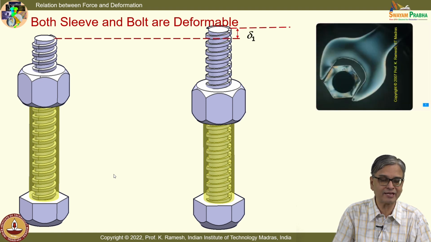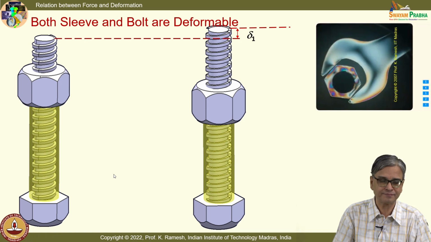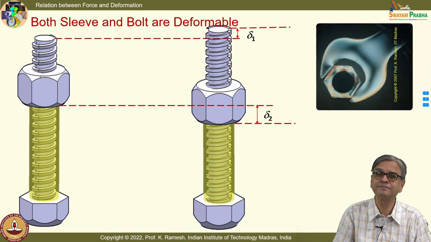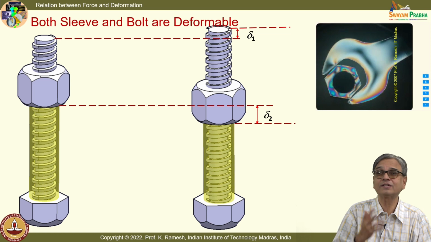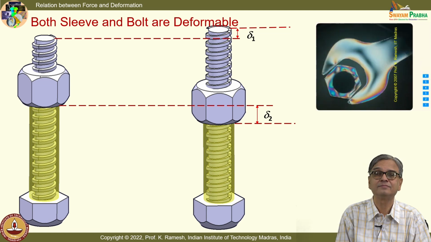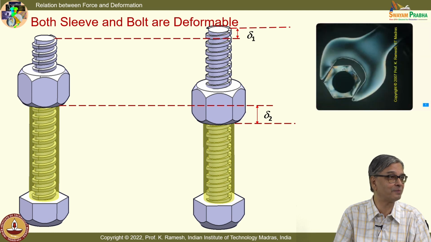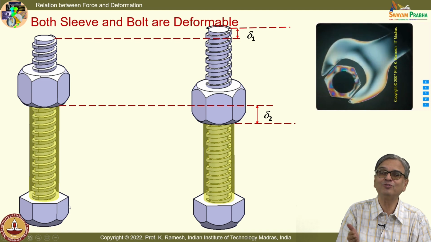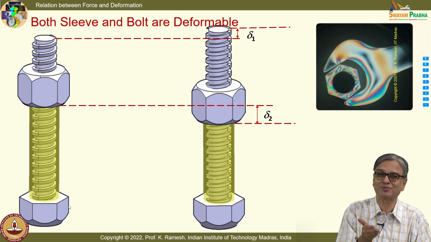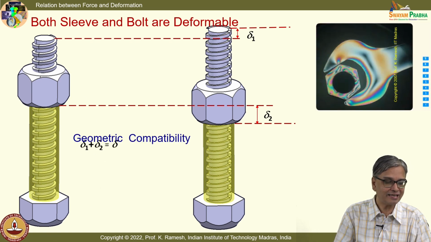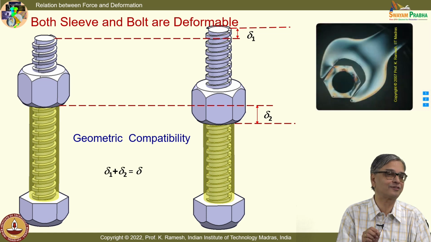So, what happens is there is an elongation of the bolt and there is a contraction of the sleeve. What is the compatibility condition now? The nut has moved a distance delta. Why delta 2 minus delta 1? Why should you have a minus there? I have given you, for you to visualize physically also, similar proportions. Geometric compatibility is delta 1 plus delta 2.